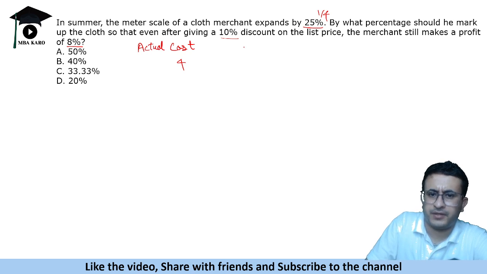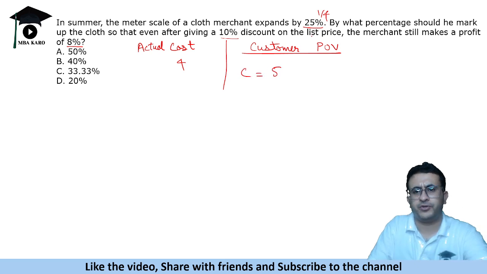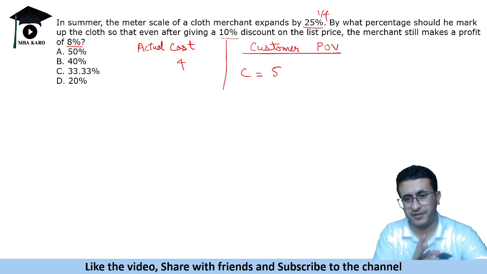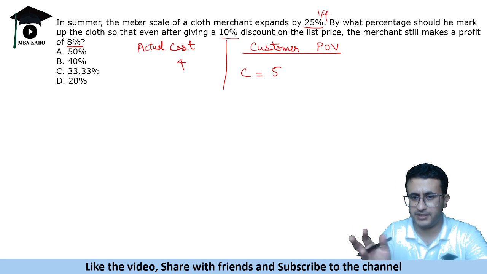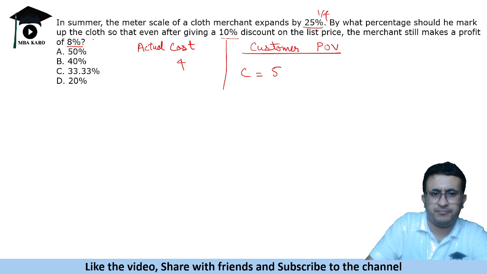Now for the customer, this is the customer point of view. Customer point of view, the cost is 5. Why is the cost 5? Because the scale has expanded by 25%. So the customer thinks he is selling 5 meters, like instead of 4 he is selling 5. Okay, now he has to give a 10% discount and make a profit of 8%.